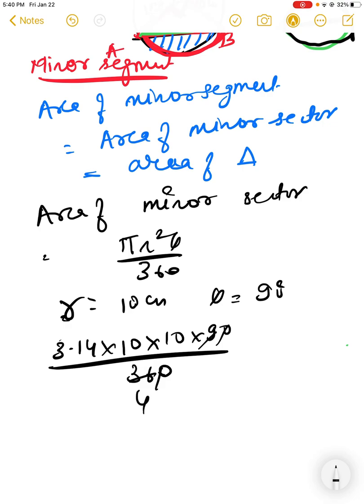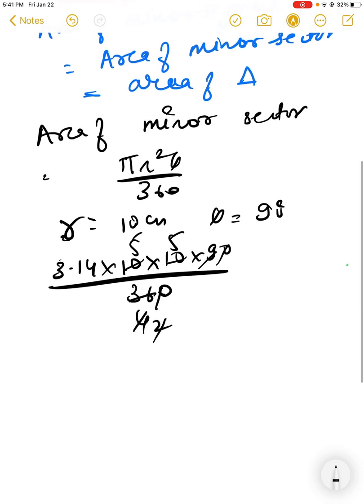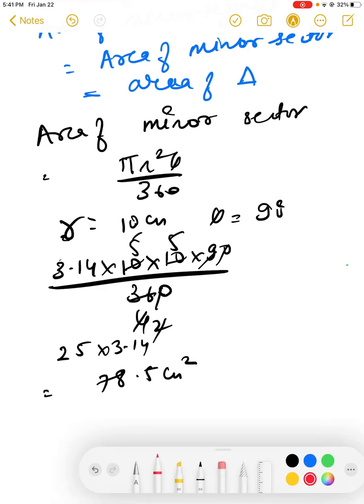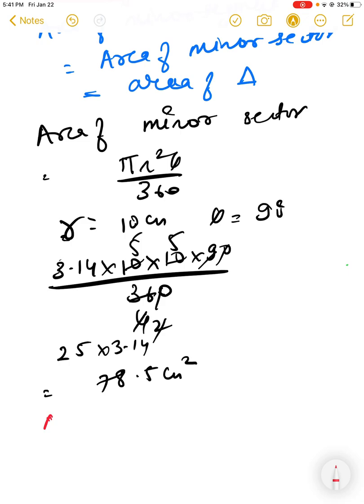Cancelling the zeros, 9 fours are 36, 2 twos are 4, so we get 25 into 3.14. So, we will get 78.5 centimeter square. Now, the sector's area we have got.